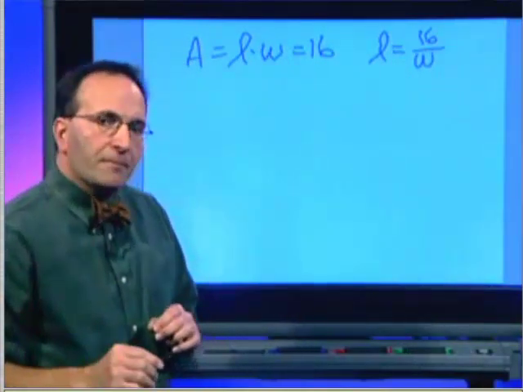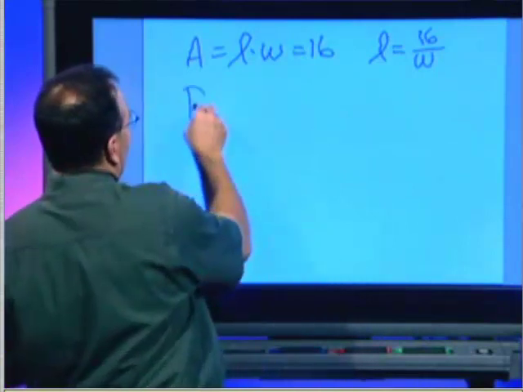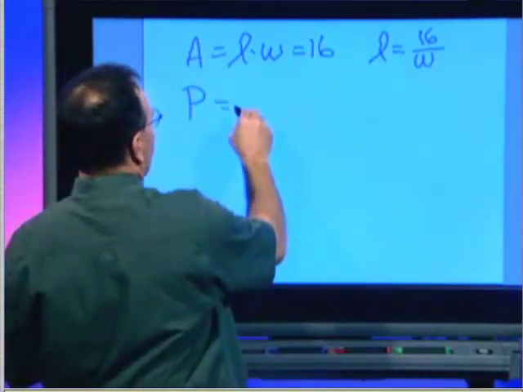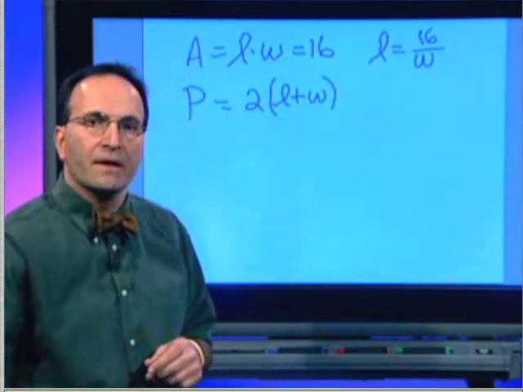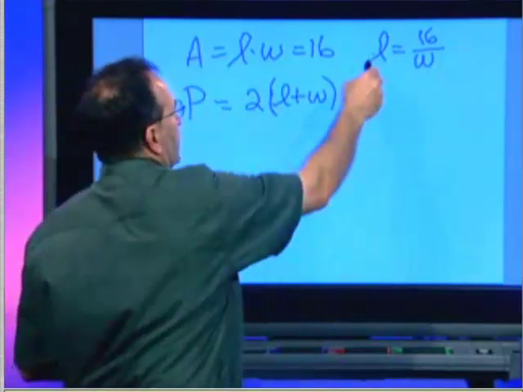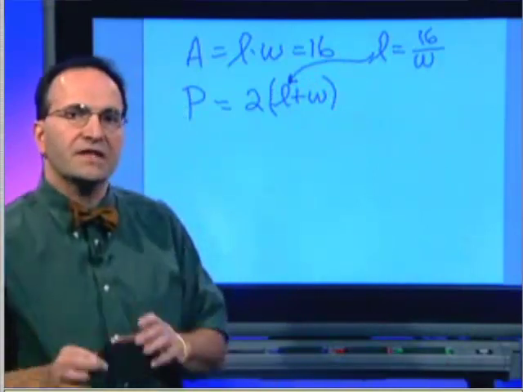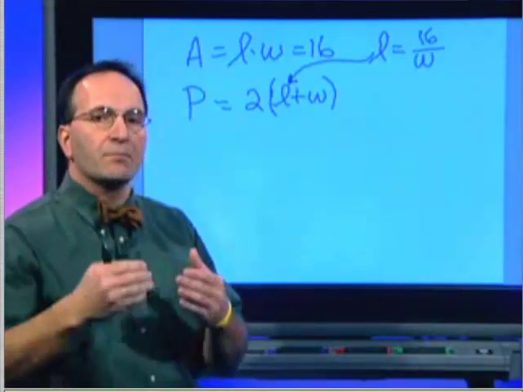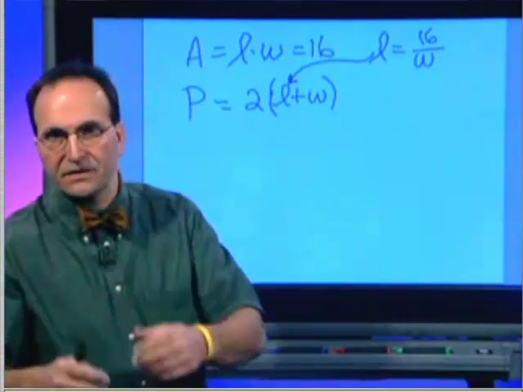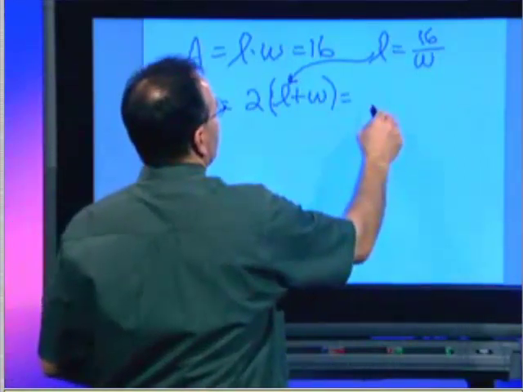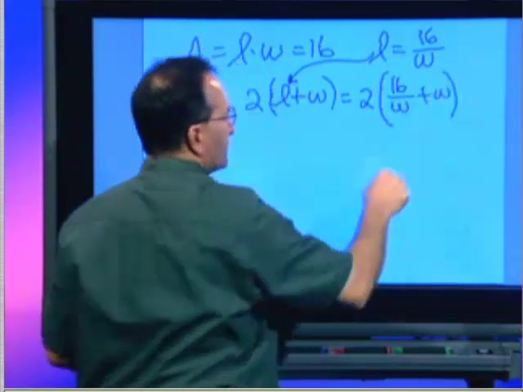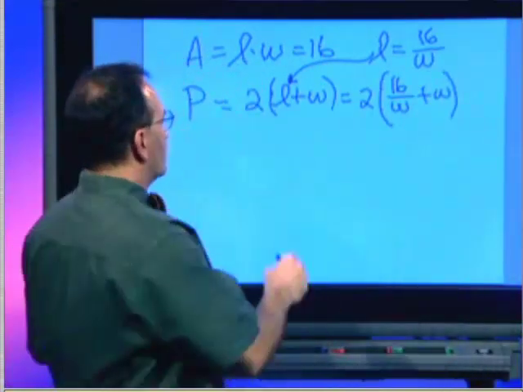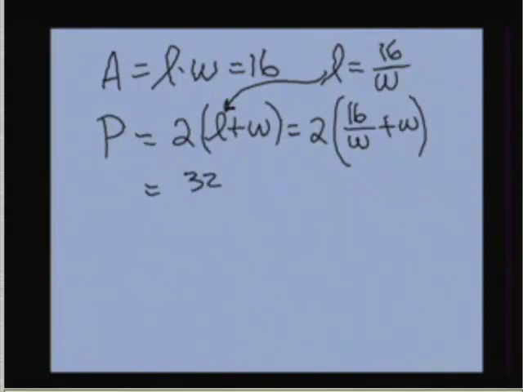Now let's go to perimeter. The perimeter, which is what we're trying to minimize, is equal to 2 times the sum of L plus W. What we need to do, though, is substitute the 16 divided by W for L so that we have P in terms of just one variable, in this case W. So P would be equal to 2 times 16 over W plus W. And that would be equal to 32 over W plus 2W.